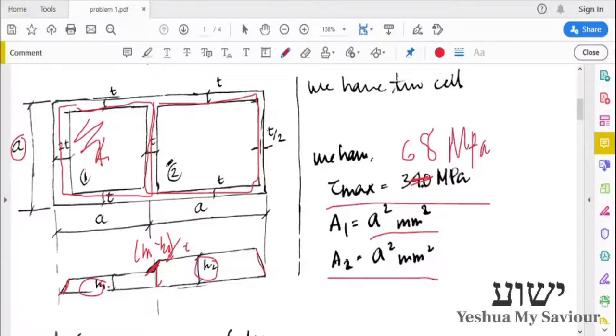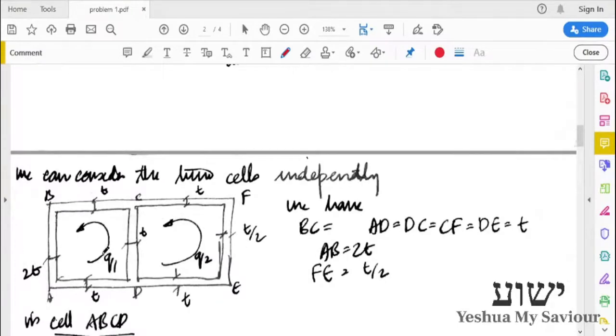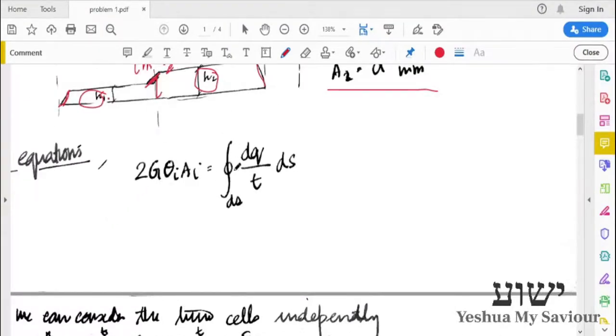This is relevant because in this section we will assume that the shear flow is Q1 and the shear flow is Q2, as I have drawn below. In a previous video, I mentioned that the height of the membrane is analogous to the shear flow. So the equation that we use here is 2G theta times A_i equals the sum of delta q by t ds.